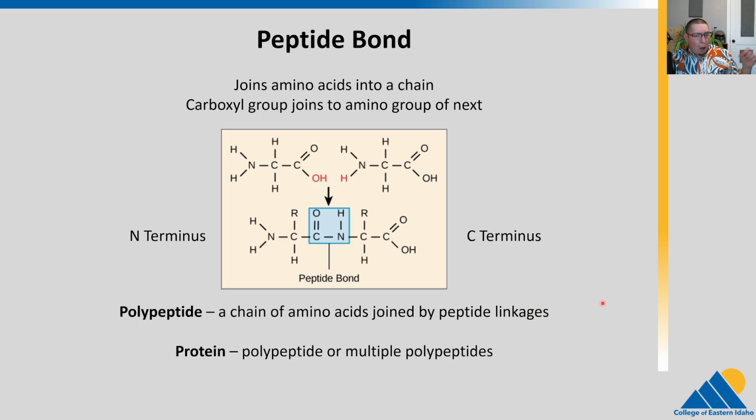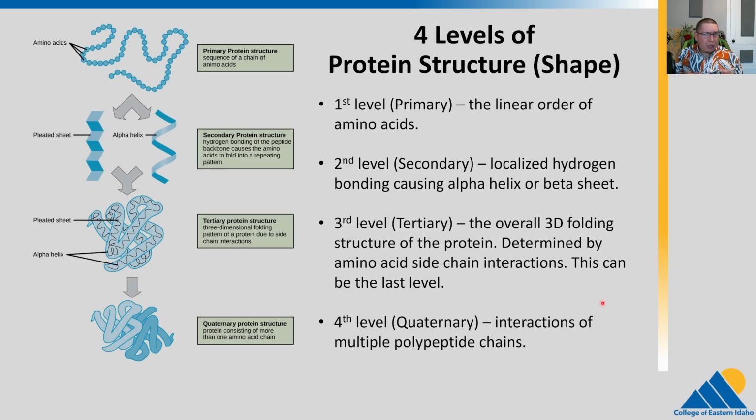All right, so how they get stuck together is only a small part of the overall equation for what a protein does and how it functions. There are actually 4 levels of protein structure. You can think of this as 4 levels of protein shape. We're going to go through each of these. I would like you to know each of these here. At the first level, the primary level, this has to do with the linear order of amino acids. I'll show you an example in a moment.